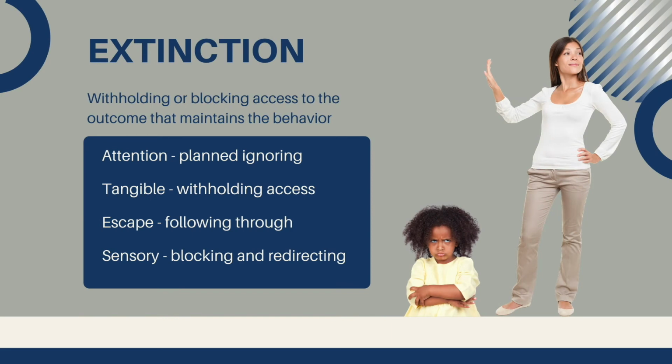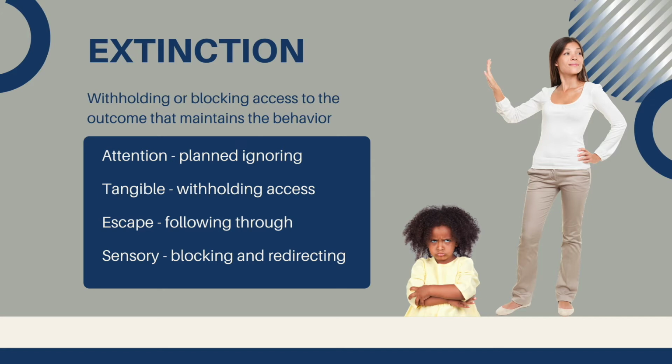Extinction refers to withholding or blocking access to the outcome or consequence that the problem behavior usually produces. By breaking the relationship between the behavior and the consequence, that behavior no longer serves a purpose and will gradually fade away. What extinction looks like depends on the specific consequence the problem behavior usually achieves. If the behavior was attention-seeking, then we would withhold that specific form of attention while the problem behavior is occurring. If the behavior seeks to escape an instruction or demand, we can make sure we follow through with our request. And if the behavior occurs to gain access to something, we withhold access to that same thing or event.